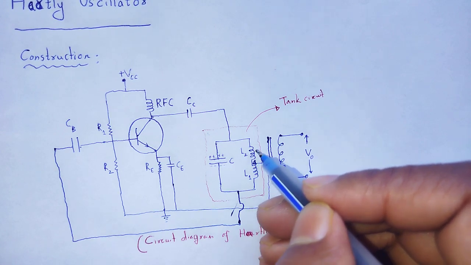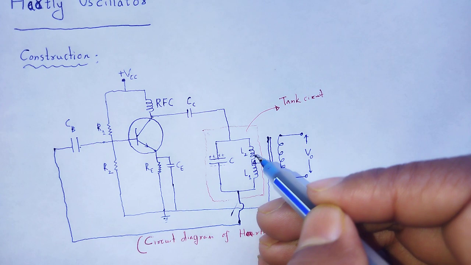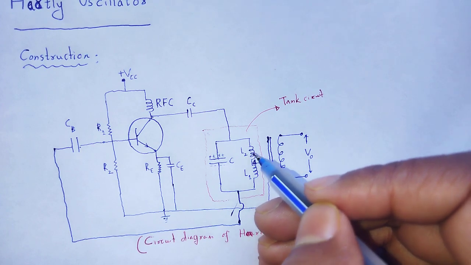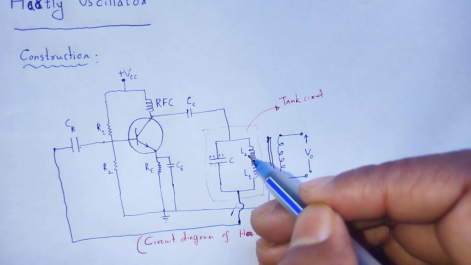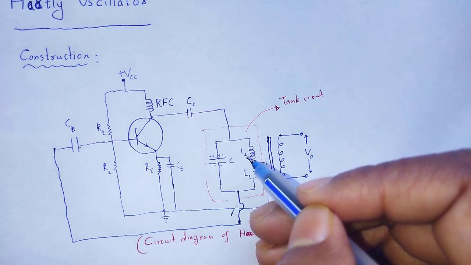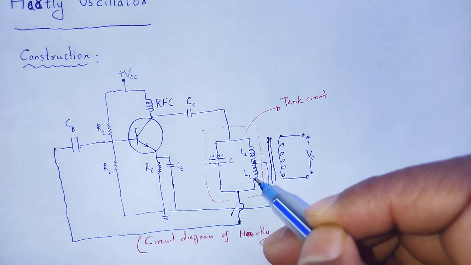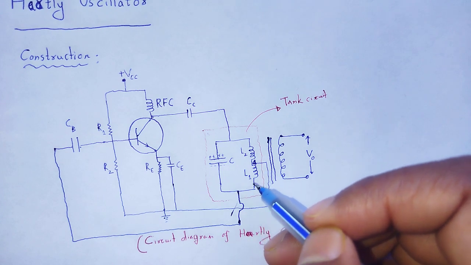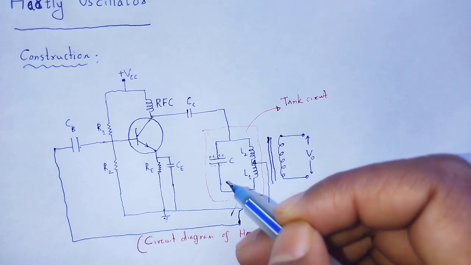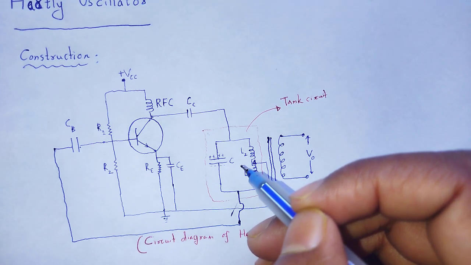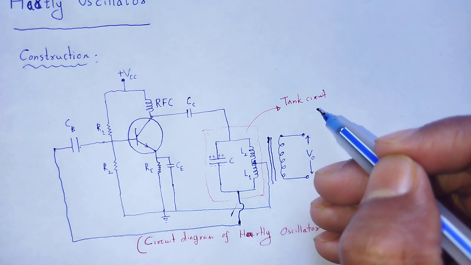Now a magnetic field is created. Due to the change in magnetic field, an EMF is induced across L2, and the direction of flow of current is now just opposite. In this way it produces an oscillation. That type of oscillation is produced throughout the tank circuit.